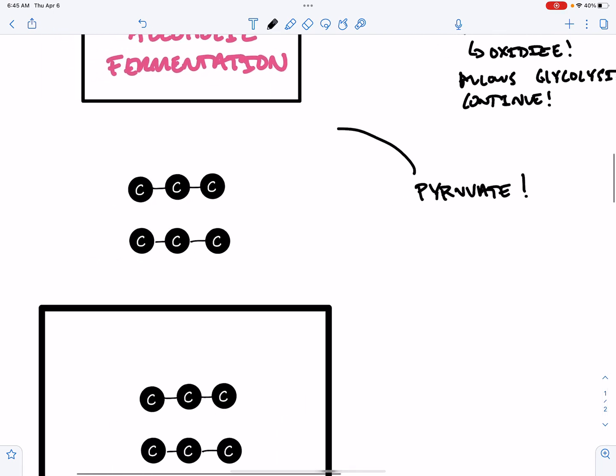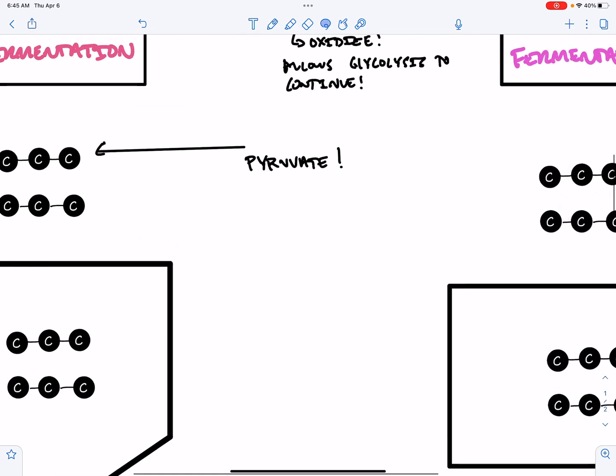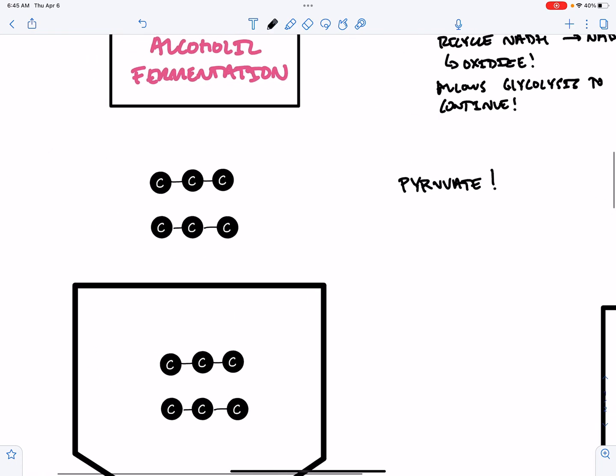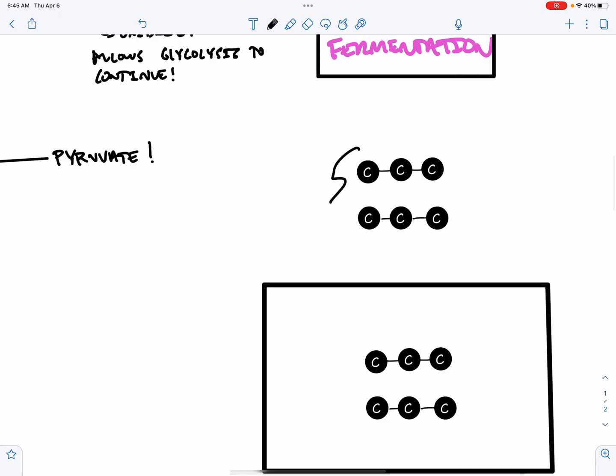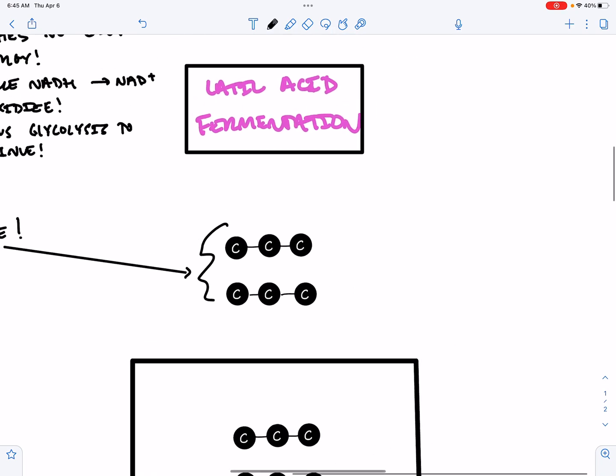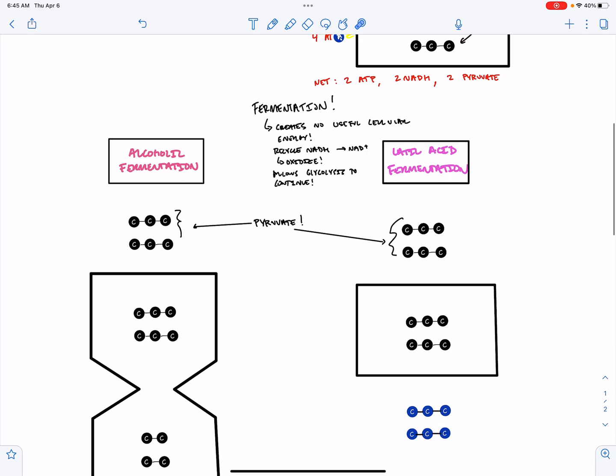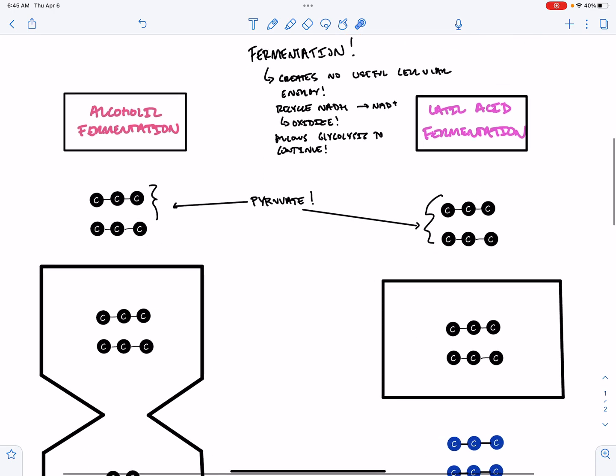And remember, different types of organisms either do alcoholic fermentation or they do lactic acid fermentation. So you are a lactic acid fermenter. This means when you run around really hard and get out of breath, you're producing lactic acid, not alcohol, ethanol. Yeast, however, are alcoholic fermenters.